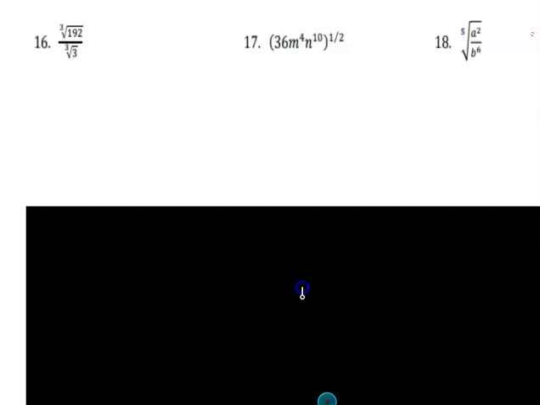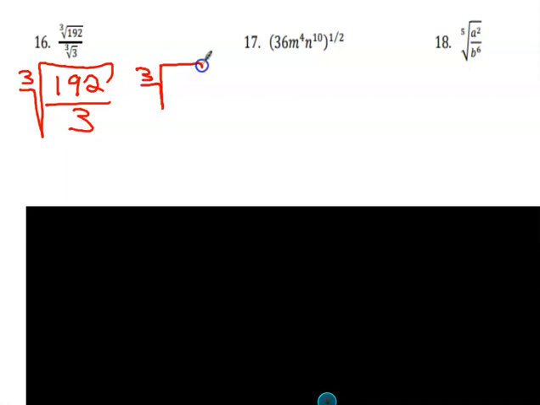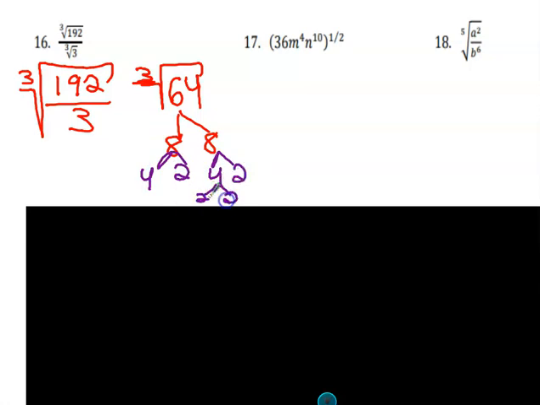Here we go. So number 16, again, I'm going to put them under the same radical to see if I can simplify before I have to start multiplying things. So 192 divided by 3 is 64. So I have the cube root of 64. Well, I know what the cube root of 64 is. If you don't, again, you can branch out. Well, 64 is 8 and 8. Oh, no, it needs to be cube root. Oh, man. Okay, so 8 would be 4 and 2, 4 and 2, 2 and 2, 2 and 2.